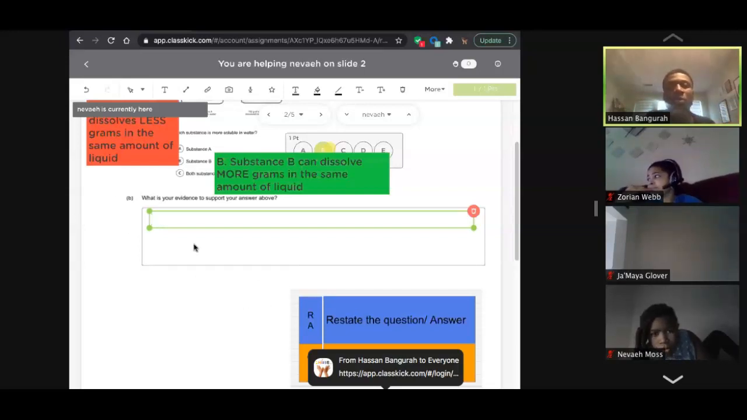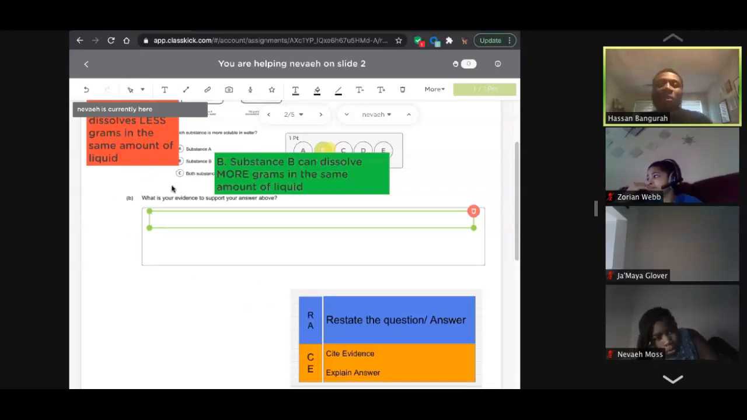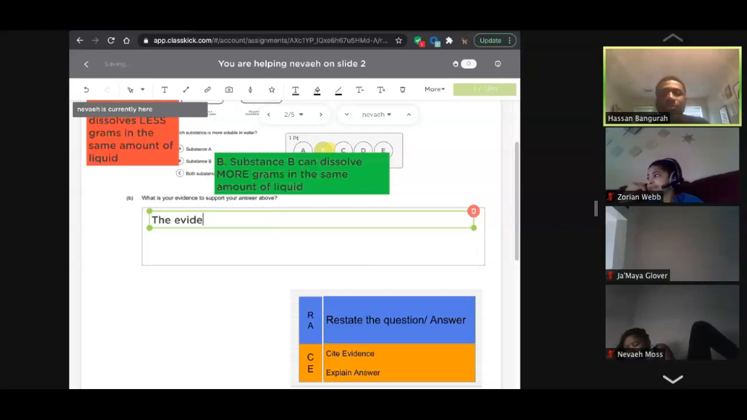Interesting. So whenever you're writing a restate, you have to use the question. So it says, what is your evidence to support your answer above? I will start with, the evidence I have to support my answer is. If you don't have this restate, go ahead and write it now.